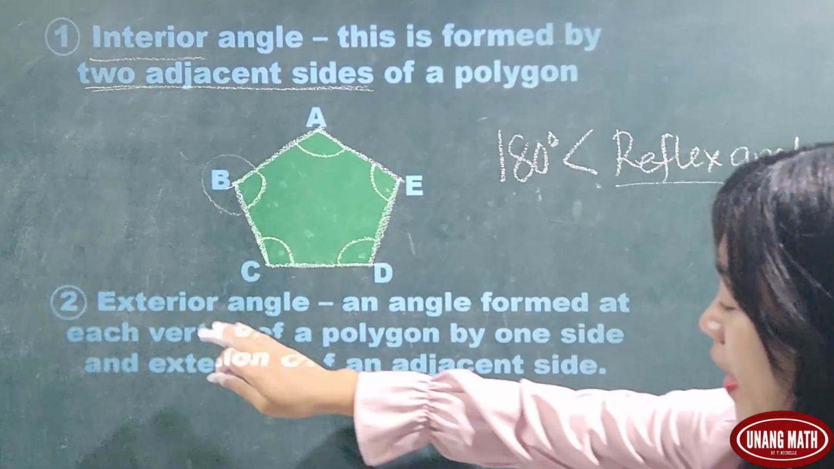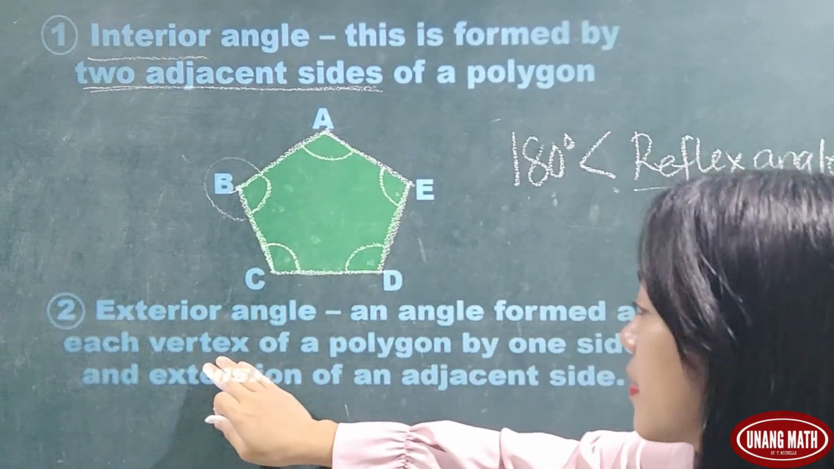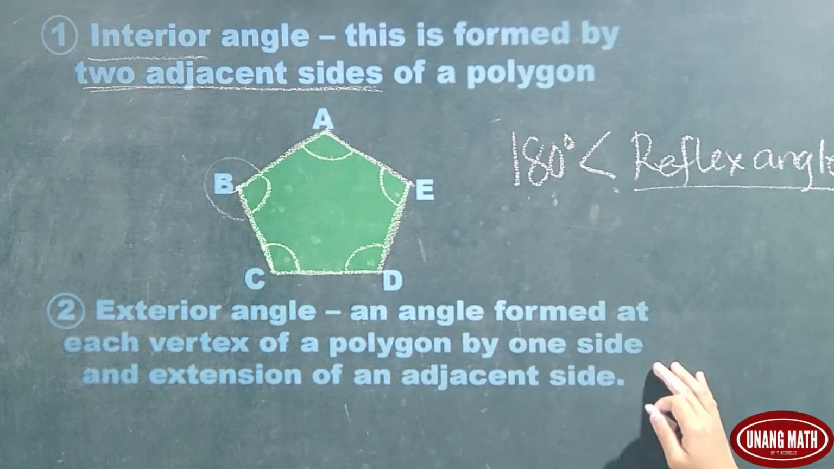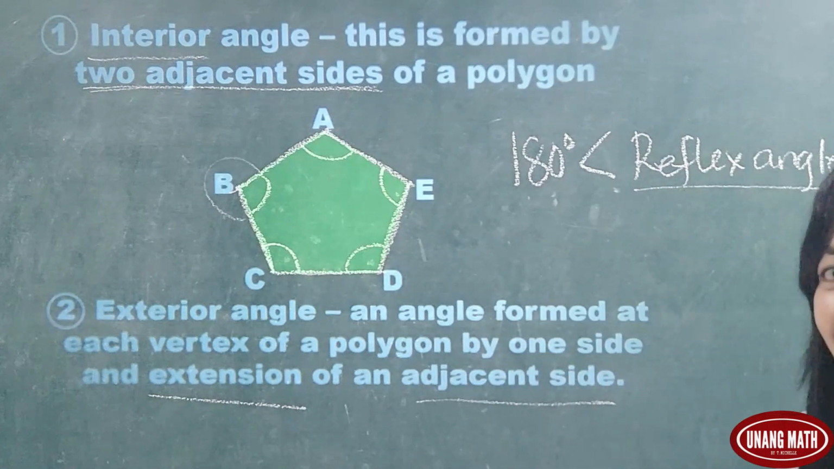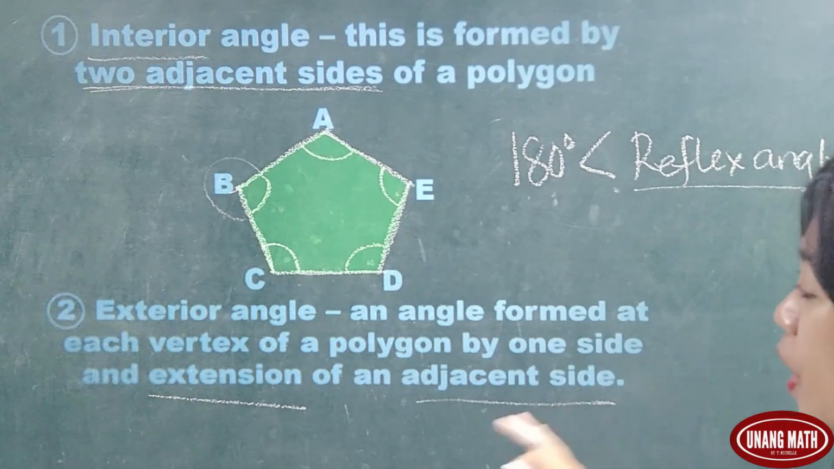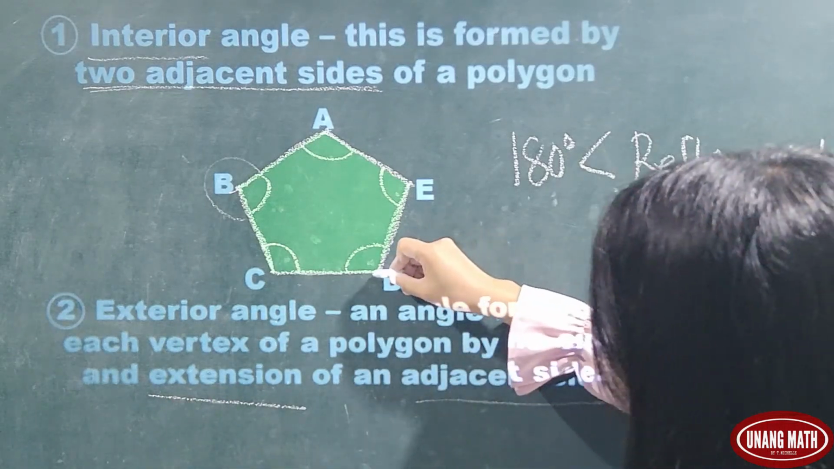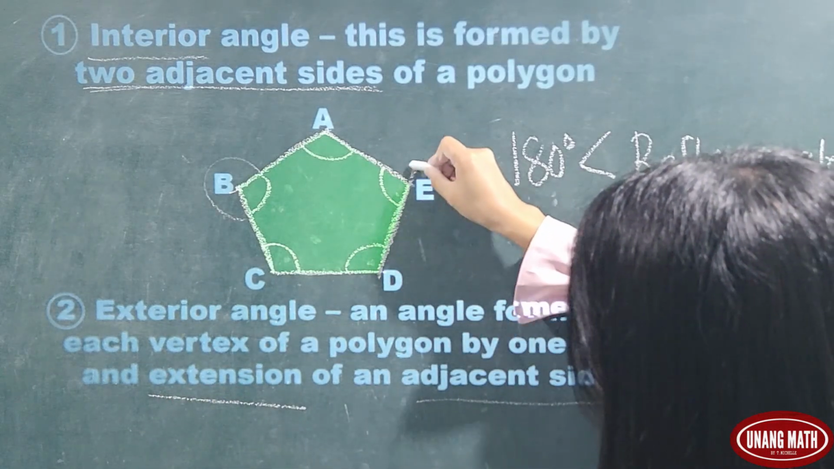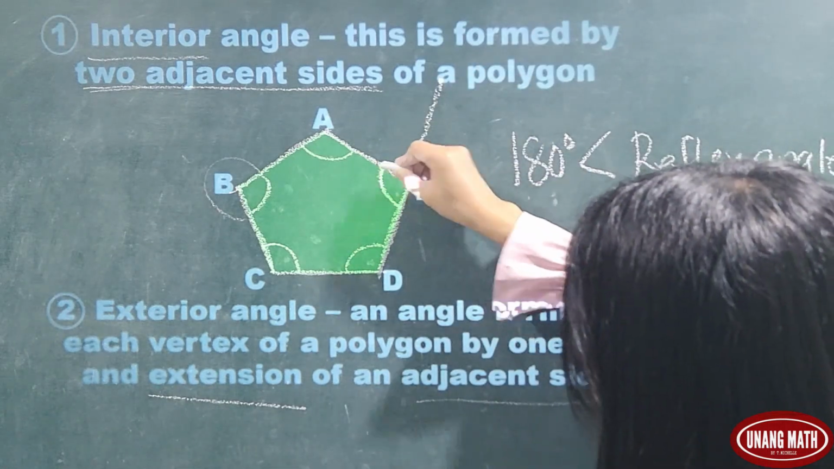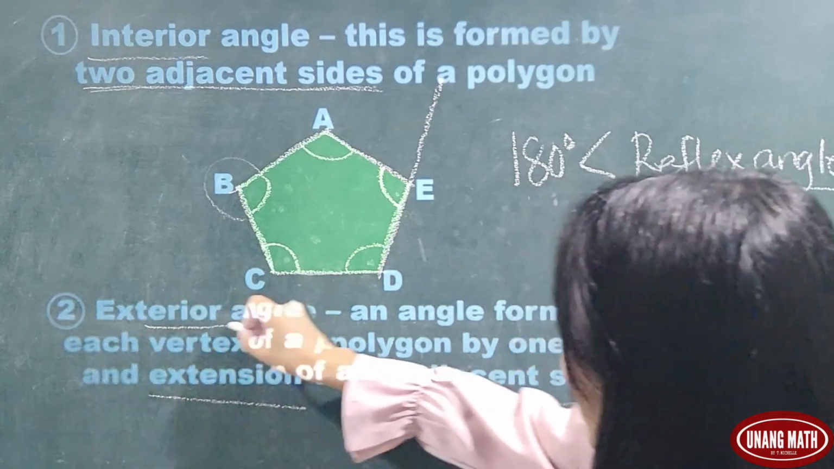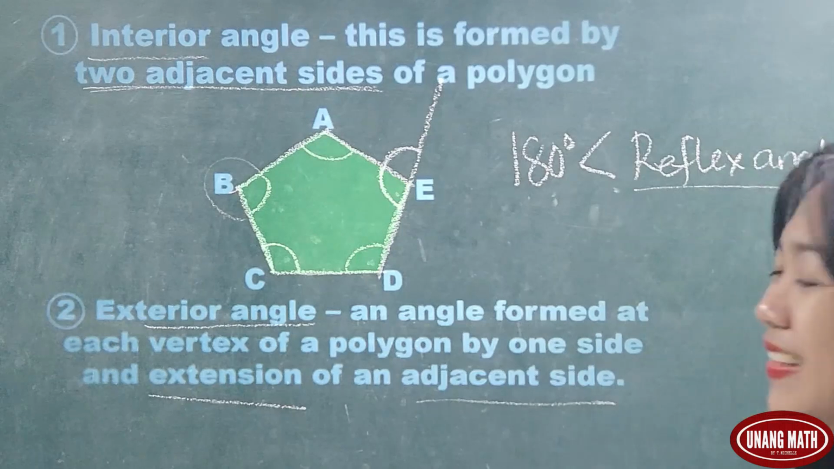When we say exterior angle, this is an angle formed at each vertex of a polygon by one side and the extension of an adjacent side. Okay, let's give an example. From the word extension, let's say we will extend this side. If this is the interior angle, then the exterior angle will be this angle.